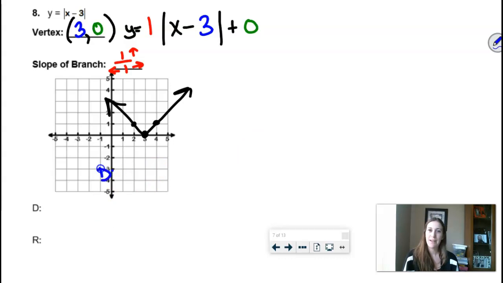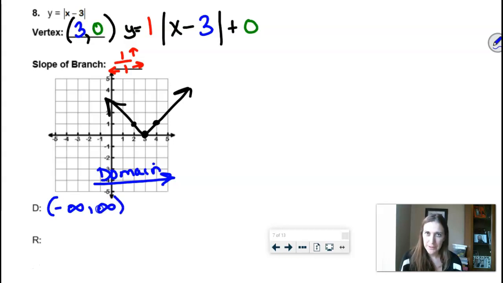All right, domain. Remember, domain is left to right. And this guy goes forever. So negative infinity to infinity. Somebody's out there, and you're already thinking ahead, and you're going, is the domain always going to be negative infinity to infinity? And the answer is, yeah, for this one, yes.